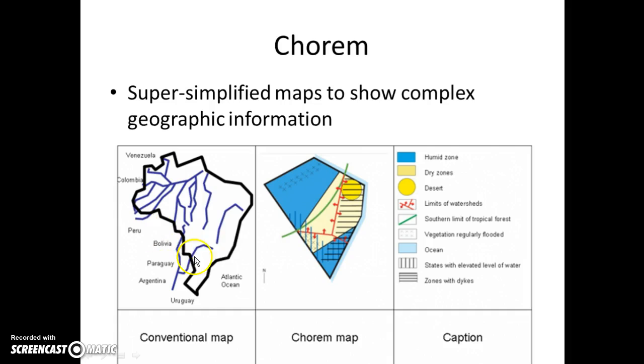So if I take this map of Brazil, here I have rivers, I have the surrounding countries. It simplifies it down. It takes the basic outline shape of the country and then uses symbols to show me what the different areas are in terms of their climate. This is what this map is concerned with. I have humid zones, I have dry zones, here I have watersheds, here's the ocean. So you're simplifying that data.